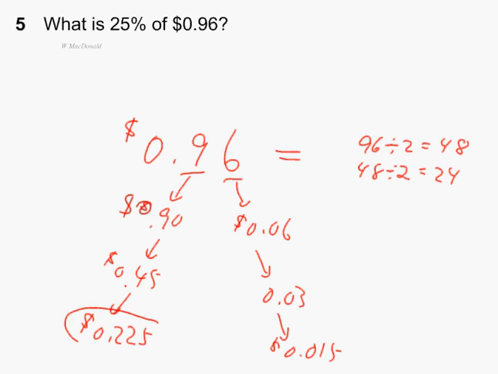When you look at it this way here, a lot of us have a hard time putting together 22.5 cents and 1.5 cents to get 24 cents, but technically that's what it is. So for this question here, the hardest part becomes dividing 96 in half.